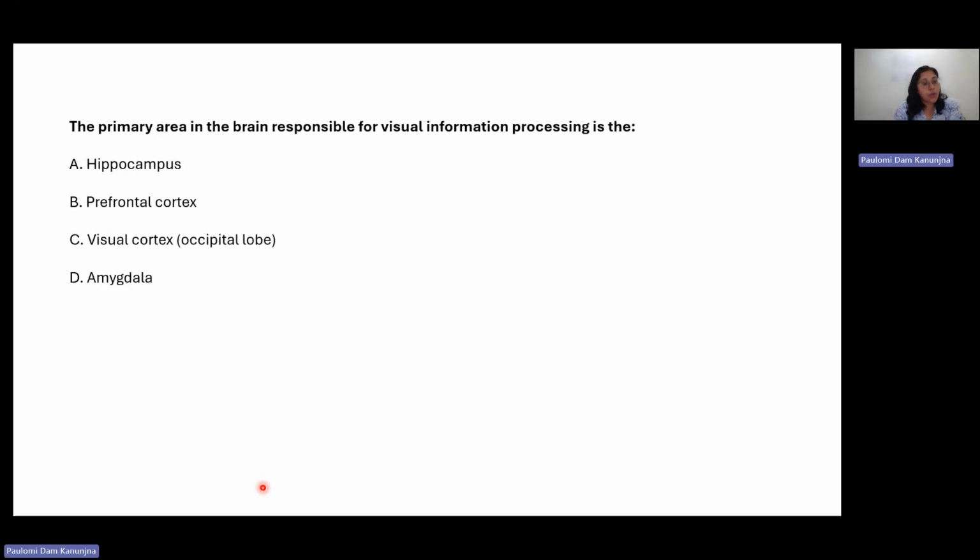All right. This also I told you. The primary area in the brain which is responsible for visual information processing. Which of these cortices or parts? This is very simple, right? This was the visual cortex, located in the occipital lobe.